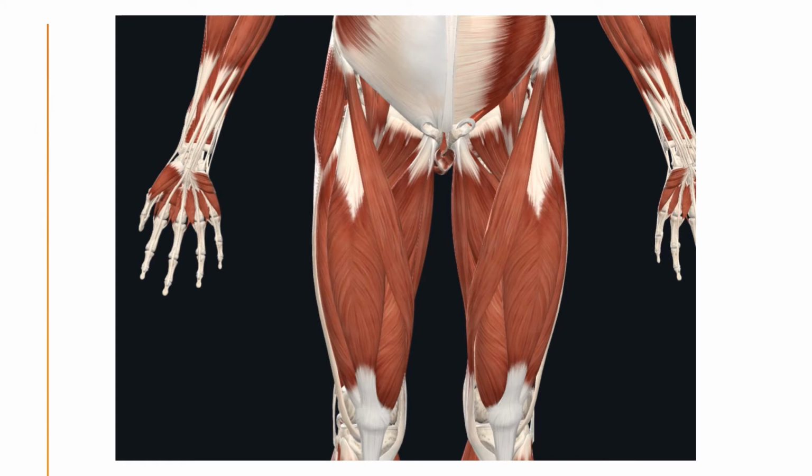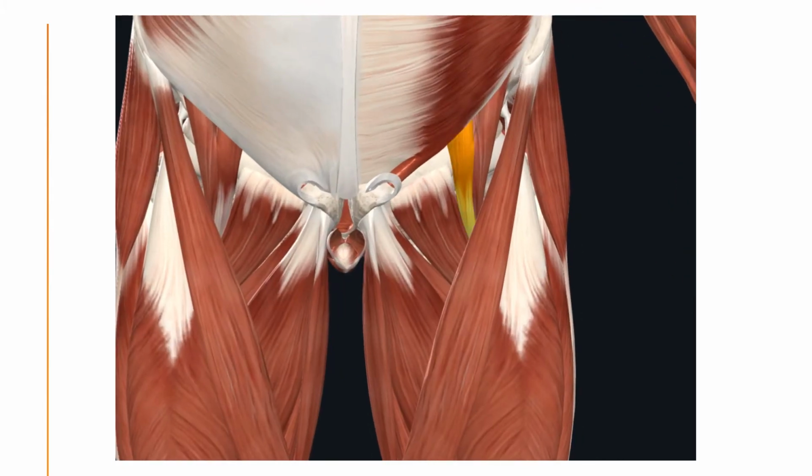Our next muscle is the iliopsoas, and it's actually two different muscles, but we're going to consider it one. So it is going to be both the psoas major muscle and the iliacus muscle. So what I'm going to do is I'm going to select both of those muscles and then we will isolate them.